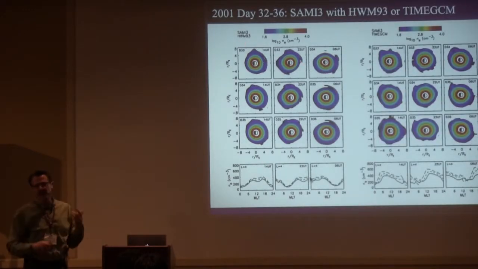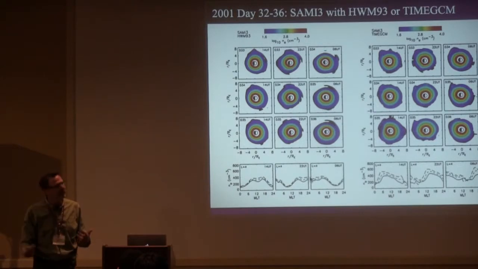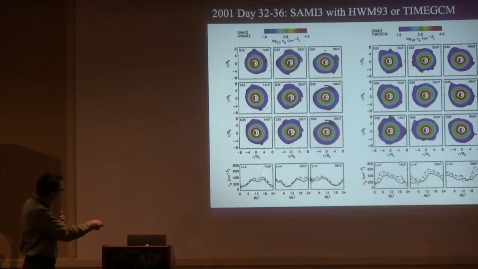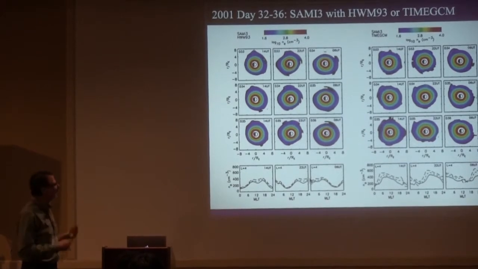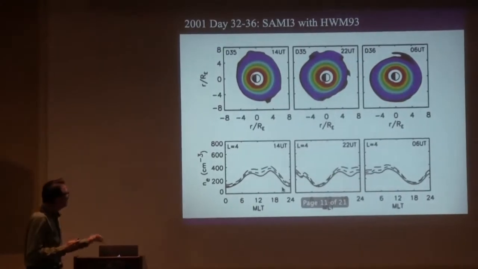This is HWM93, which is an empirical wind model. And this is time GCM. You get, it's no longer round. You get these shapes. And you can verify that because this is the profile at L equals 4 for each of these 3. And you can see that you have a shape here. And for time GCM, you have a different shape. So you put in the winds, you get a shape, you get a different shape if you change the winds.